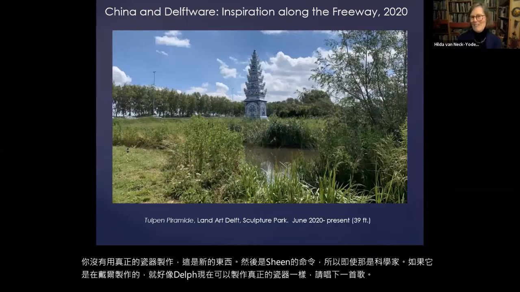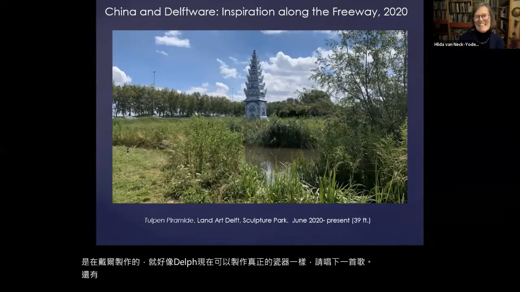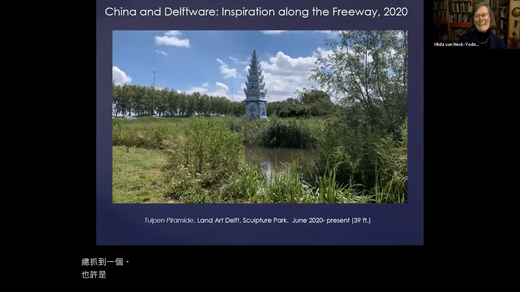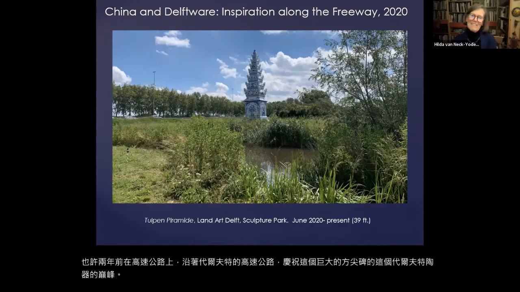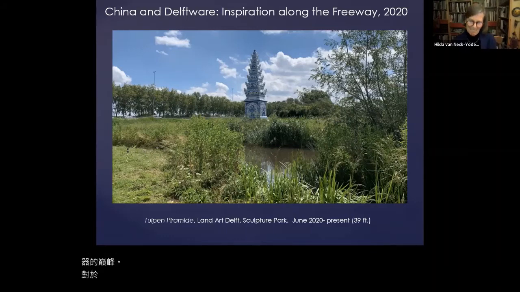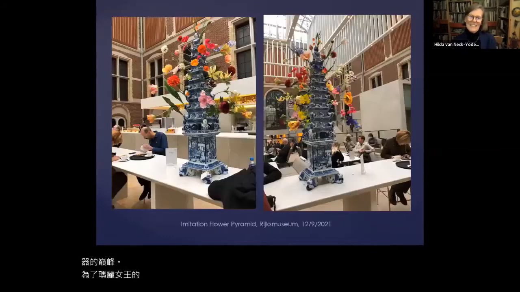And the total kitsch one was made two years ago along the freeway in Delft, a celebration of this pinnacle of Delftware, this huge obelisk for the flowers of Queen Mary II. Please continue.